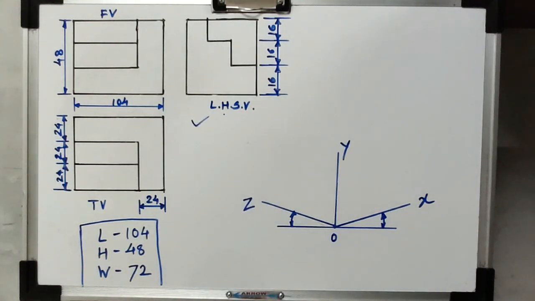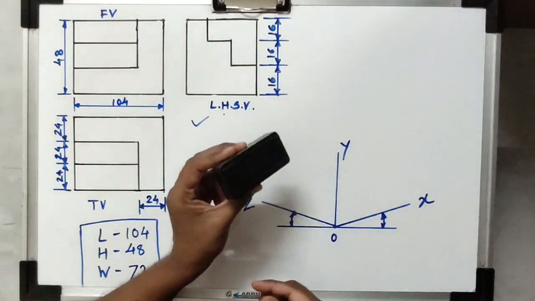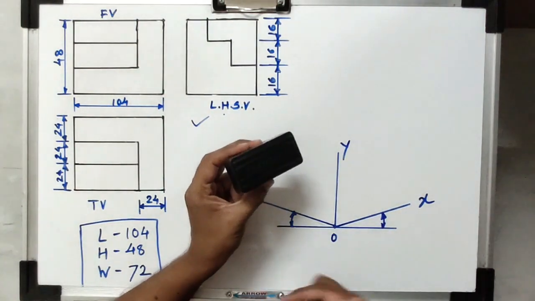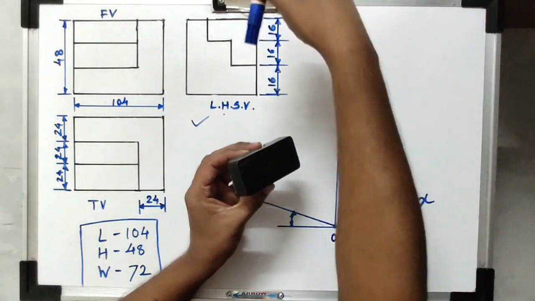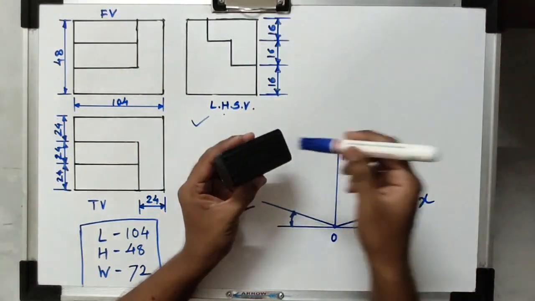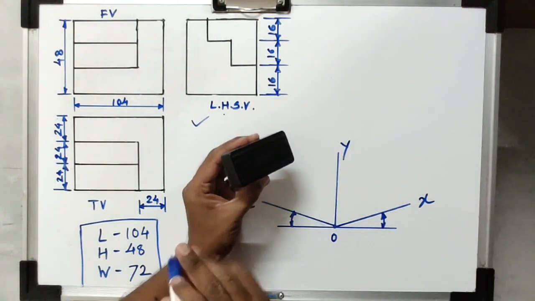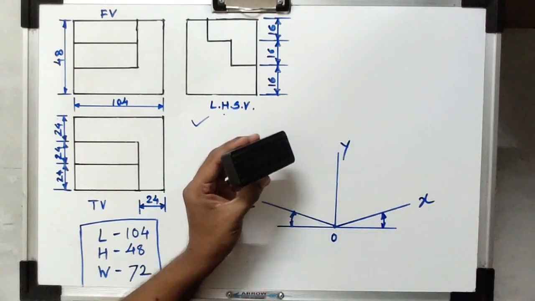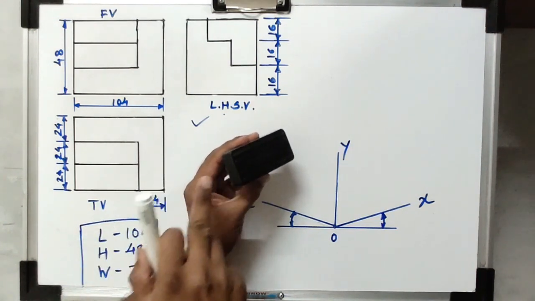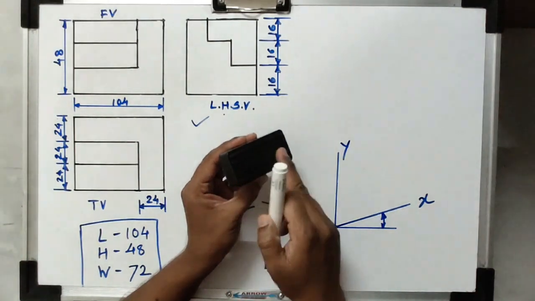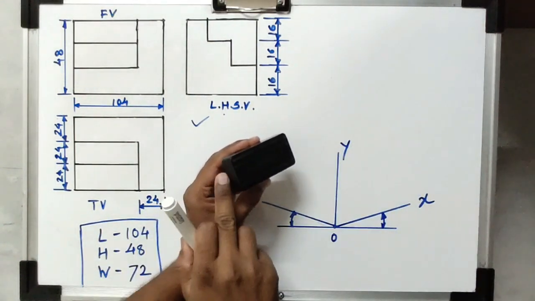Left hand side view means, when the object is given, suppose this is a duster, and suppose this is your front view direction, and the top view direction will always be this one. As per the front view direction, which side of the object is visible to us? The left side portion of the object is visible to us. So this is the front view direction and this is the left hand side view direction.